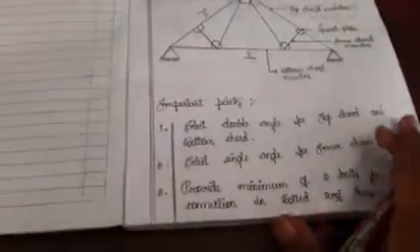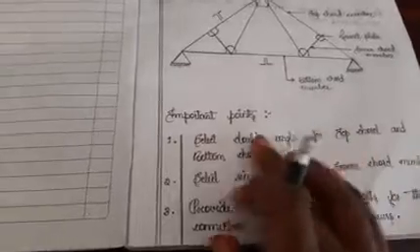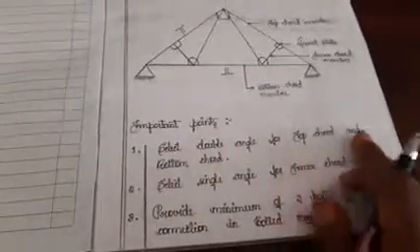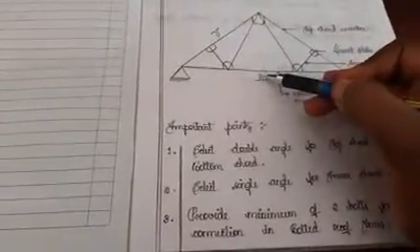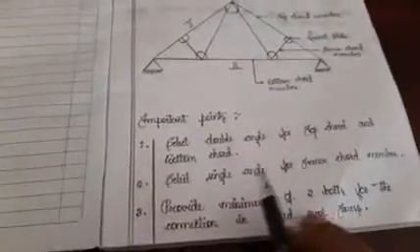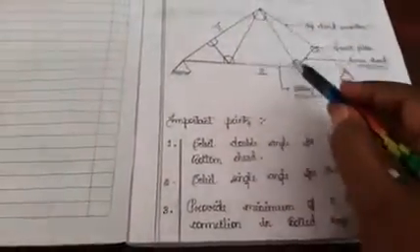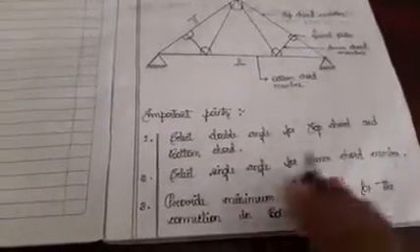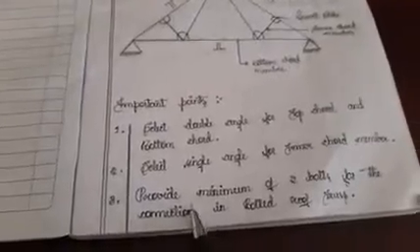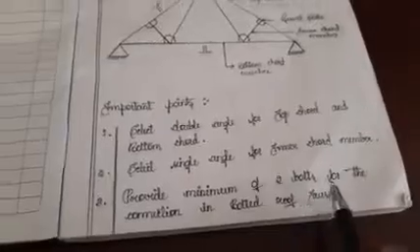Okay, so now let us know the important points. The first important point is select double angle for top chord and bottom chord. For this part and for this part you need to select a double angle, whereas the second point is select single angle for the inner chord member. This part is your inner chord member, for this you need to select a single angle. Next, the third point is provide a minimum of 2 bolts for the connection in a bolted roof truss.